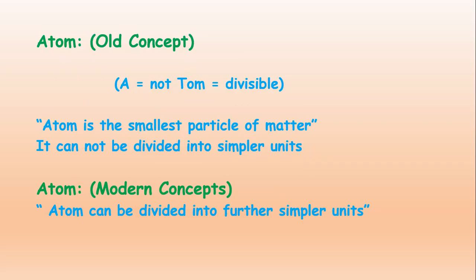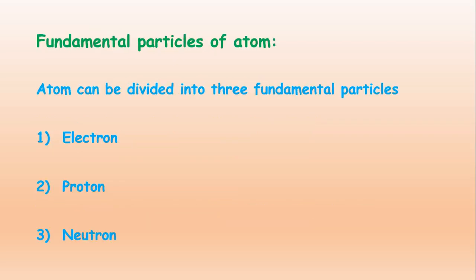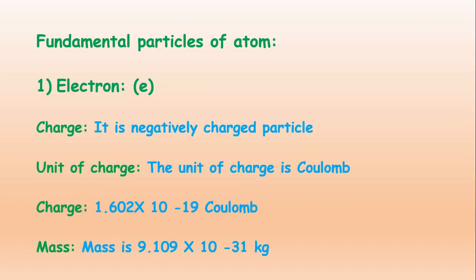This was the old concept related to atom, but this is the modern concept, that atom can be divided into further simpler units. These are the fundamental particles of atom, like electron, proton and neutron. Atom can be divided, and these are the fundamental particles like electron, proton and neutron. So what are the properties of these fundamental particles?